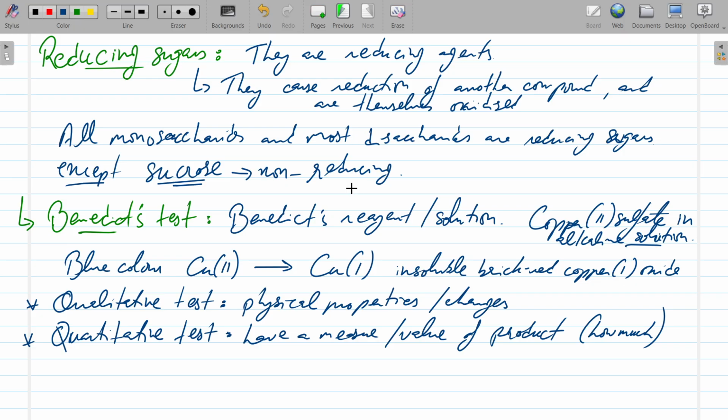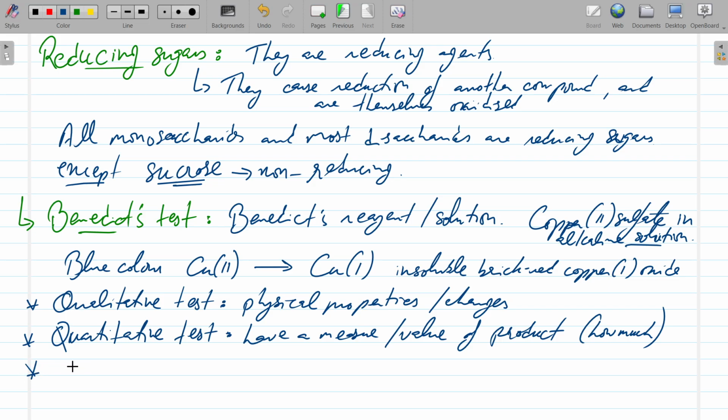If you're just looking at changes in properties in general, like you got a precipitate or a color change or something, you can't really put a value to it, right? Then those are qualitative tests. Okay.